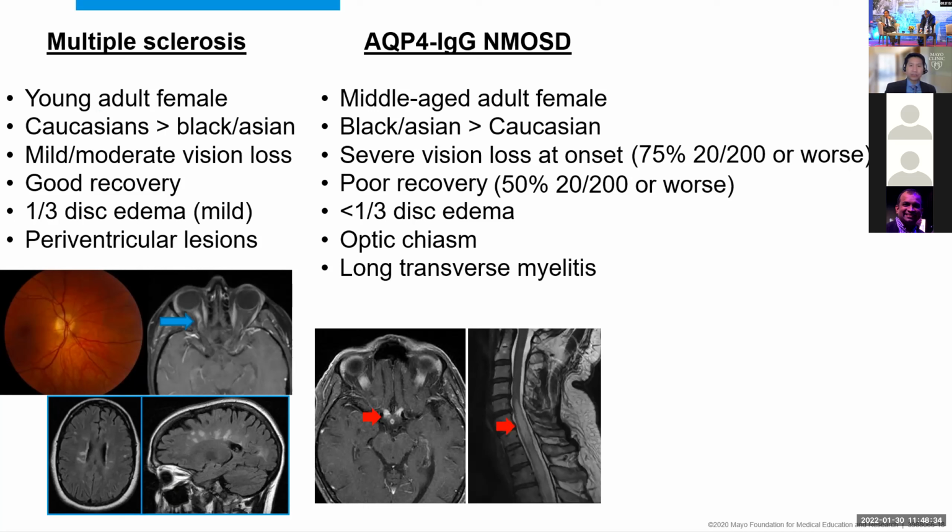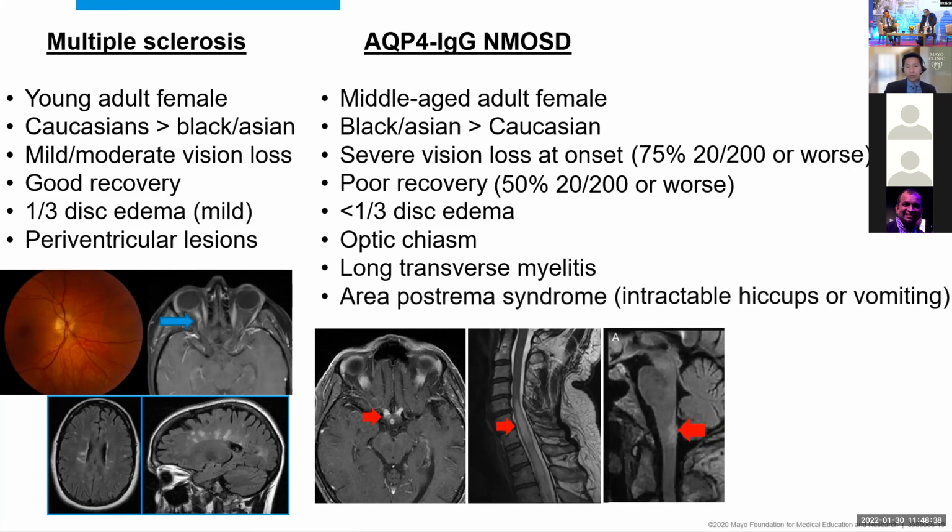You've got your longitudinally extensive transverse myelitis and your area postrema syndrome, where you can get intractable hiccups or vomiting. And what's scary about the disease is some of the older literature reported mortality rates as high as 32%. So this can be a fatal disease if left untreated, from respiratory distress and failure. But fortunately, now with better recognition and better treatments, our mortality rates are much closer to 6%, probably even better than that now. But if left untreated, it can be a fatal disease.